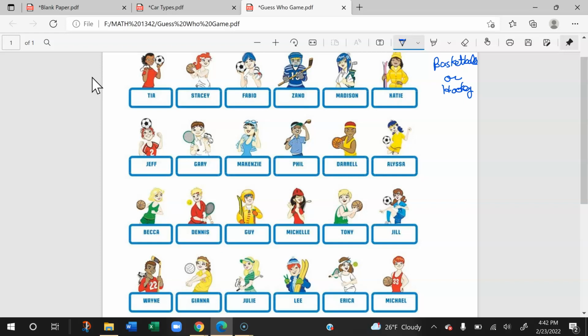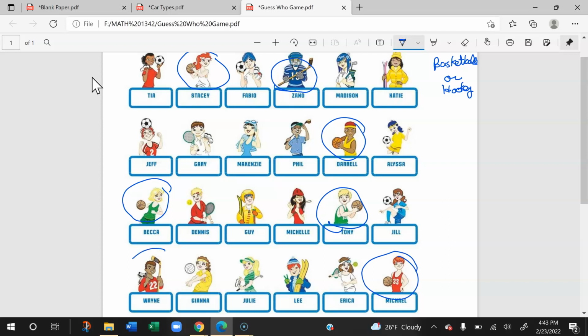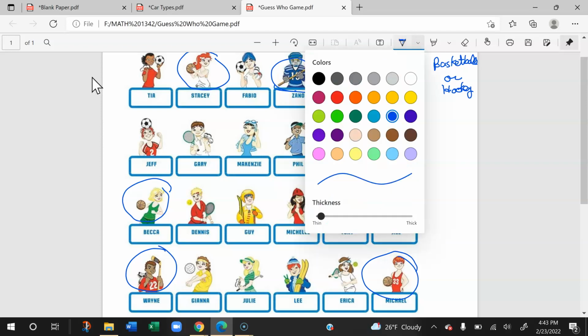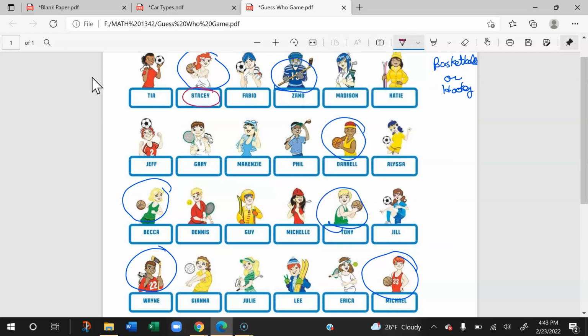No, because if you look through here, Stacy's doing basketball, Zano's doing hockey, Daryl's doing basketball, Becca's doing basketball, Tony's doing basketball, Michael's doing basketball, and Wayne is doing hockey. So notice that none of them are overlapping in this case. They're either doing basketball or they are doing hockey. So if I go through and count all the basketball, that's 1, 2, 3, 4, 5 basketball. And then if I count all the hockey, that's 1, 2. That gives me my total of 7 individuals out of my 30.